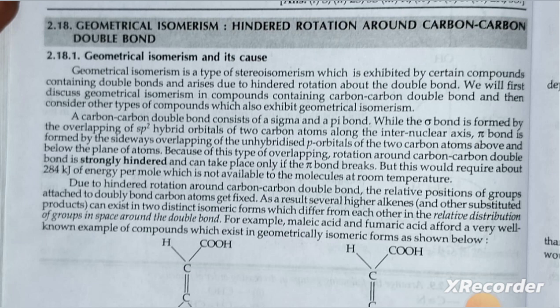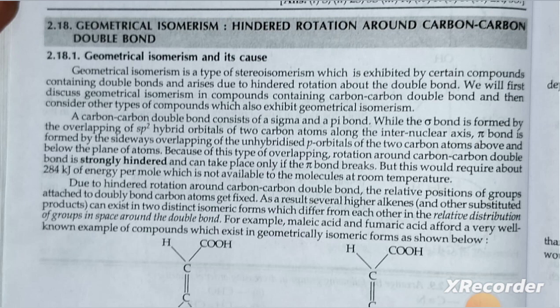Geometrical isomers: hindered rotation around the carbon-carbon double bond. First is geometrical isomerism and its cause. Geometrical isomerism is a type of stereoisomerism which is exhibited by certain compounds containing a double bond and arises due to the hindered rotation about the double bond.